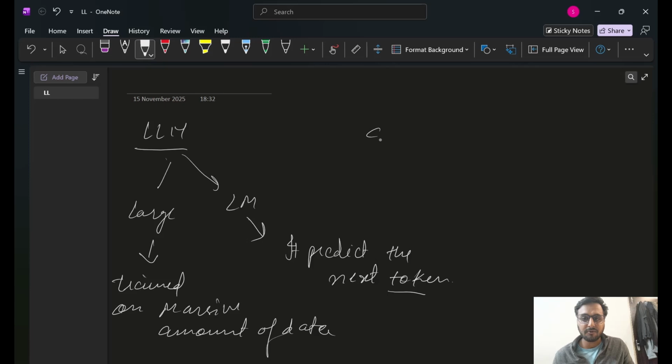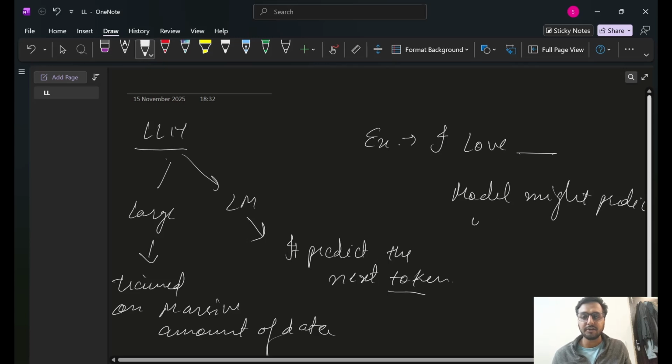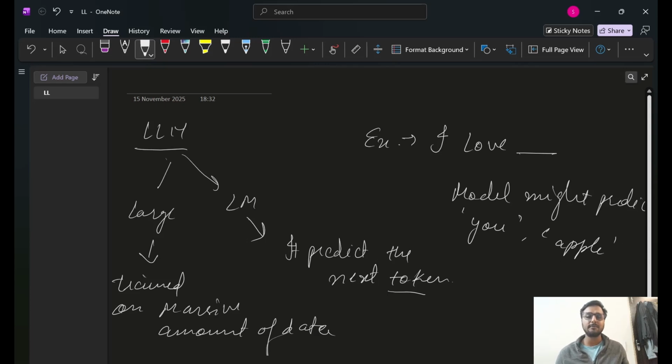Let's take an example: "I love." The language model tries to predict something relevant to "I love." The model might predict "you," so "I love you," or let's say "I love Apple." The main job of a language model is to predict the next token, and that is how it can generate a full sentence or paragraph. When we give a prompt to ChatGPT, it gives us a full paragraph. That is possible because of the language model, which is nothing but predicting the next token one by one.